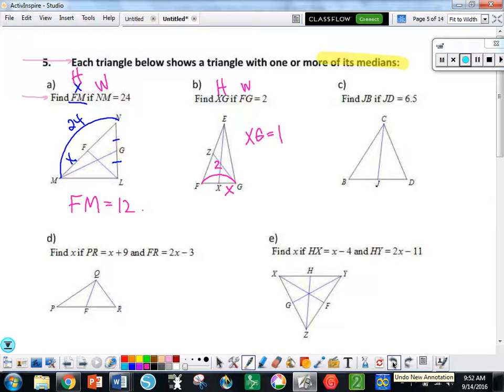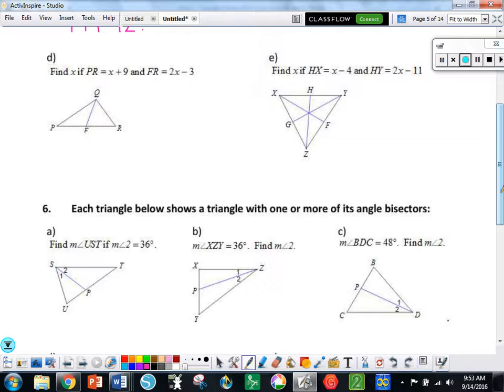Find JB. If JB is 6.9. JB is the half, JD is the half, so they have to be equal, right? I like doing problems like this first because they use numbers you're very familiar with, right? You know how to set two numbers equal to each other. You know how to divide two numbers by 2 or double something, right?